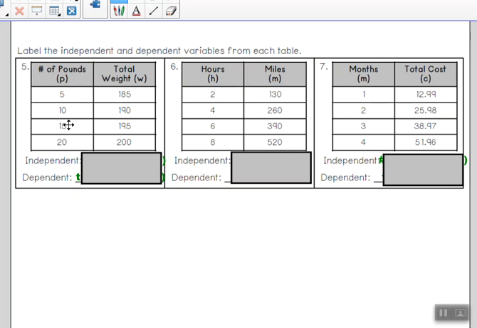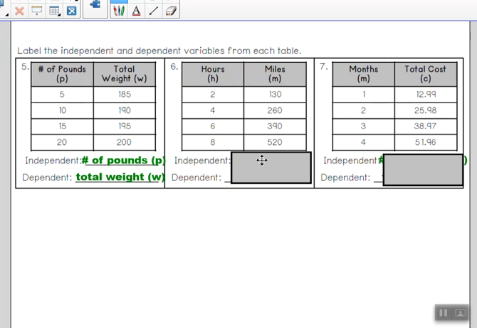Now, maybe they're training for something. Maybe they're trying to muscle up for a competition or for a season of life, who knows? But the IV here is number of pounds, and the DV would be the total weight, because that depends on how much pounds or how many pounds they've gained. All right. So our IV is number of pounds, and our DV is total weight.